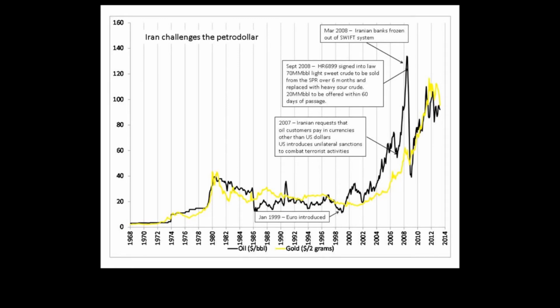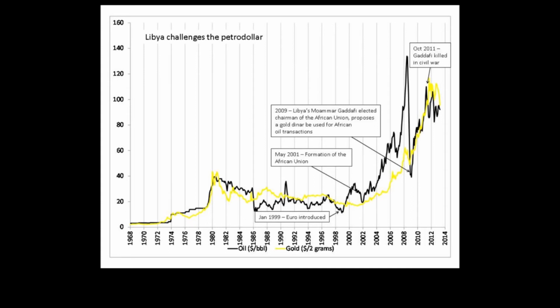And so the bill called for replacing a large percentage of light sweet crude in the reserves for heavy sour crude. 20 million barrels were to be offered for sale within 60 days of passage, with 70 million barrels to be sold within 6 months. This spooked the markets because of the huge volumes of oil involved and helped relieve the pricing pressure on oil.